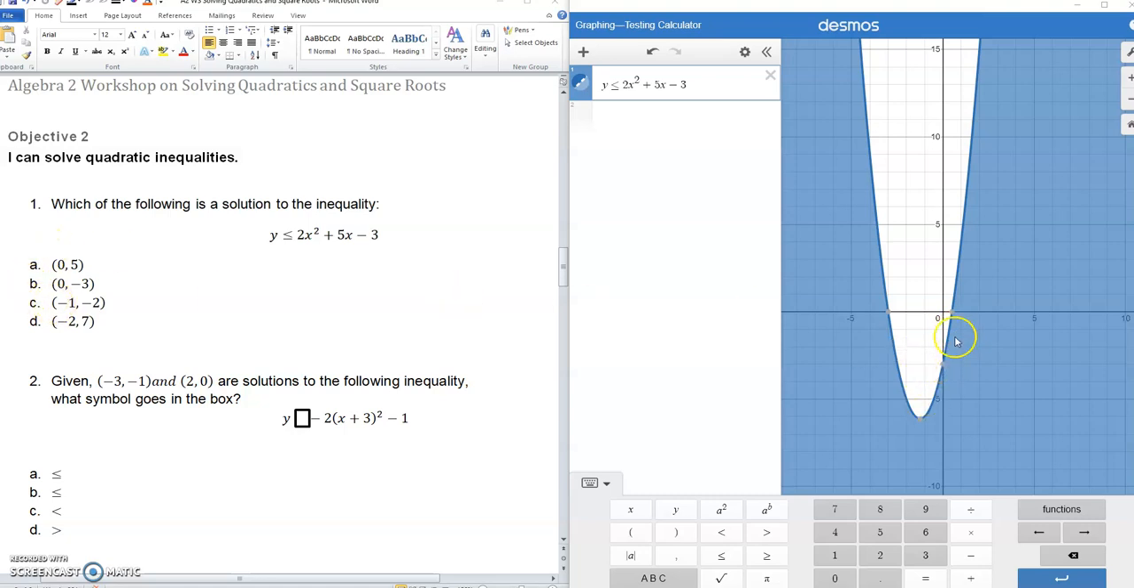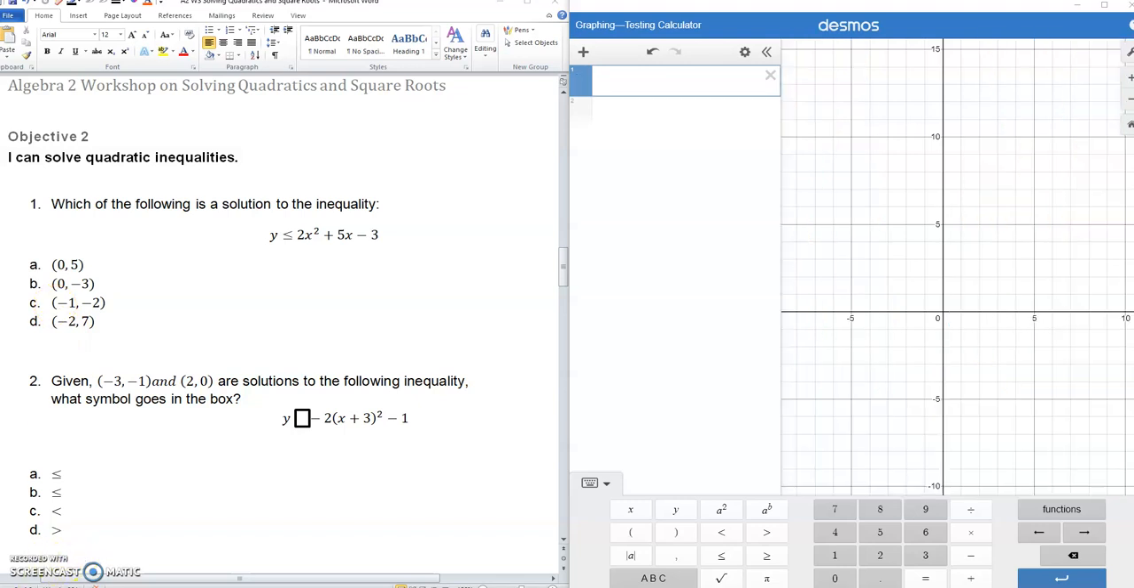Let us analyze all the rest. Negative 1, negative 2 is right here, so that is not a solution. Negative 2, 7 is right here, so that's not a solution. The answer to this one is letter B.